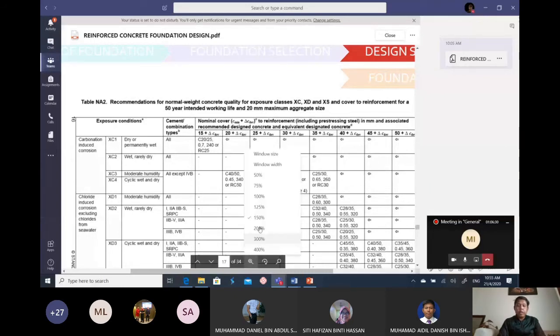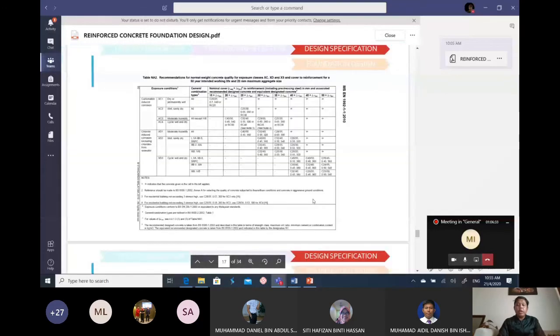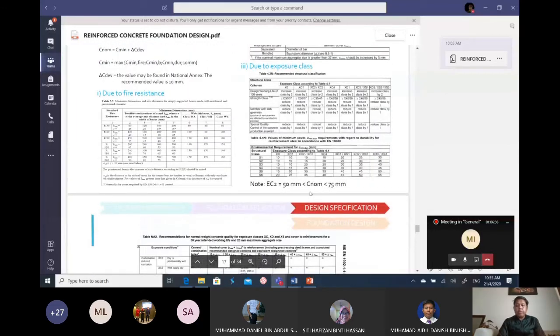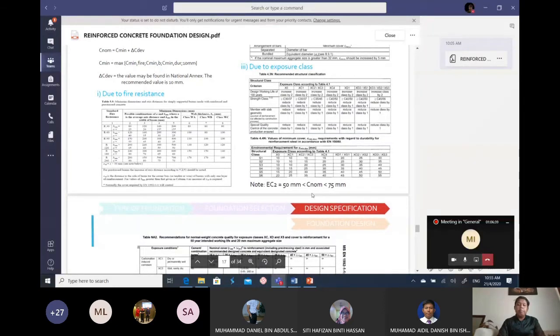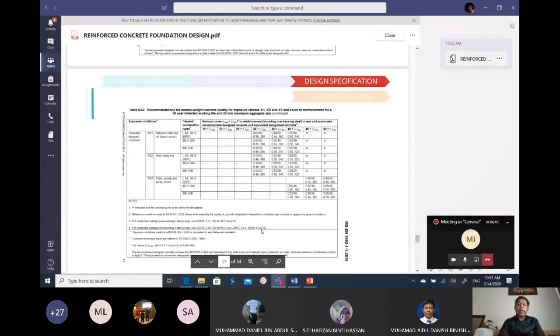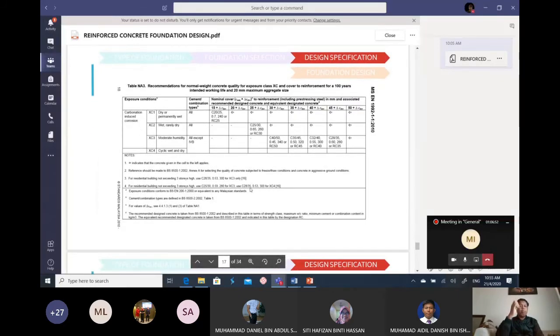I stated here that for the foundation, based on Eurocode 2, there is a minimum nominal cover. The minimum is 50 mm, the maximum is 75 mm. Here are other cases, and here are other cases. You may check whether your proposed nominal cover is more than the minimum or not.